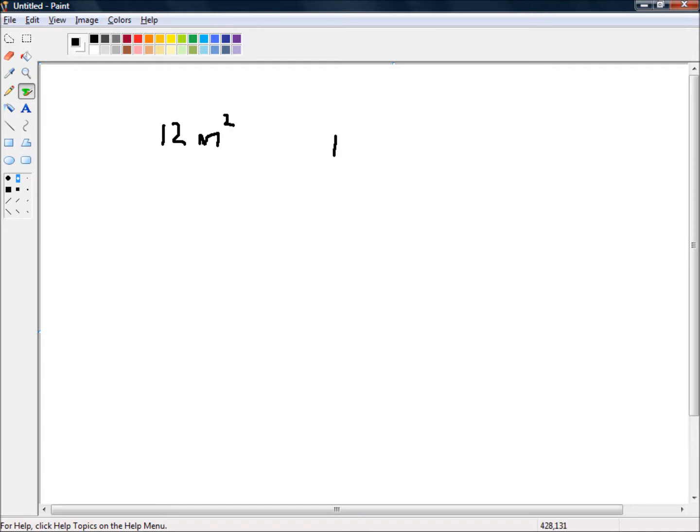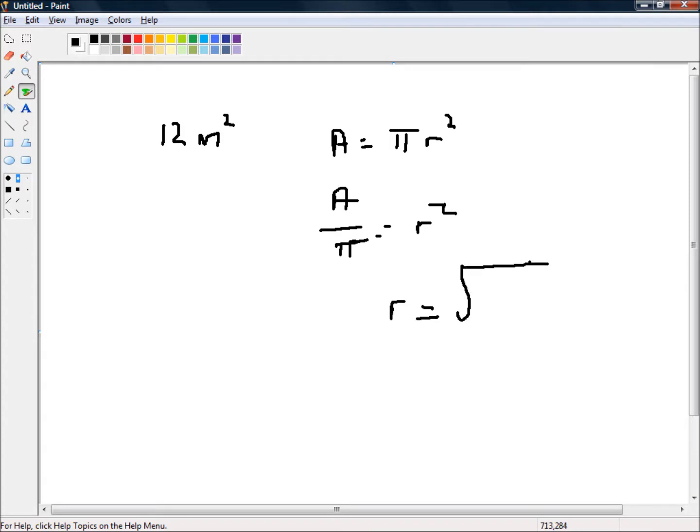Well, we know that area is equal to pi r squared, and we've already solved for r already, but let's do that again. So A over pi is equal to r squared. So r is equal to the square root of A over pi. And now we just put our numbers in. So r is equal to the square root of 12 over pi.